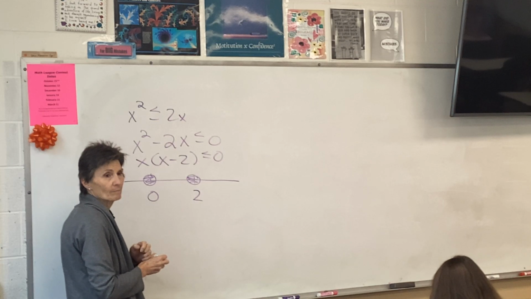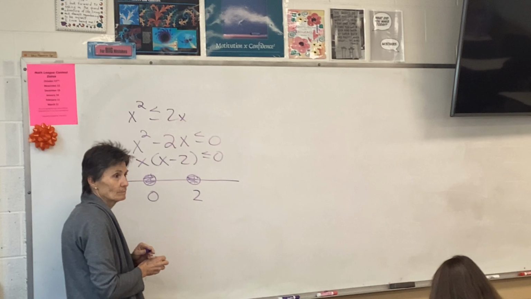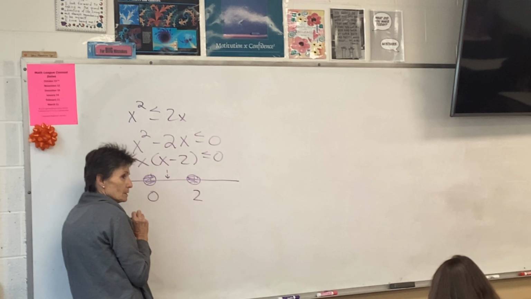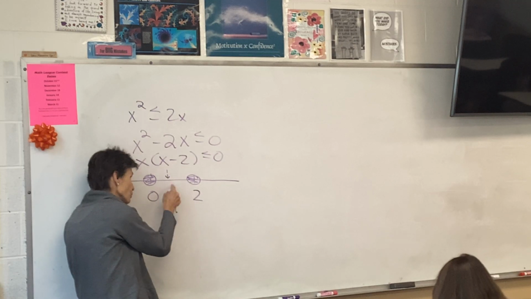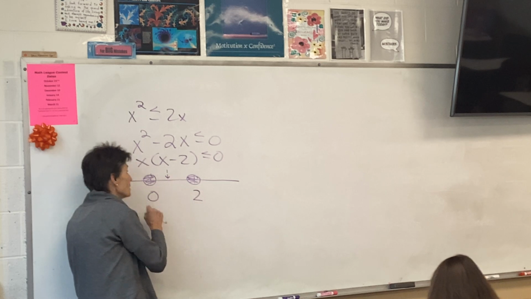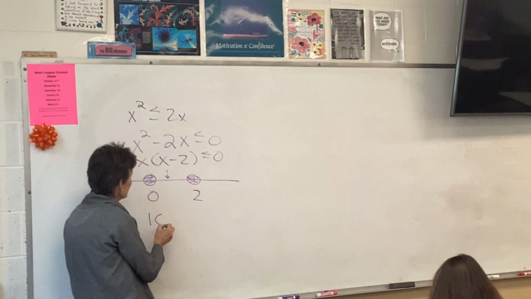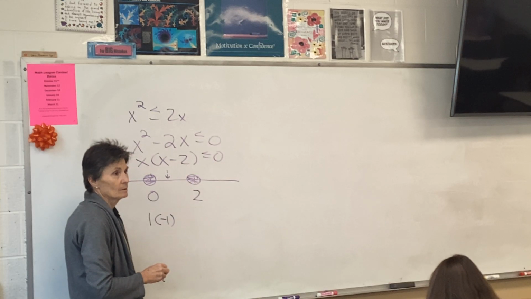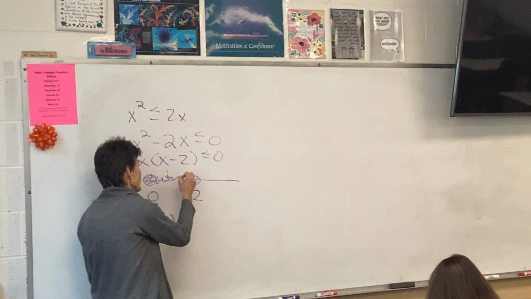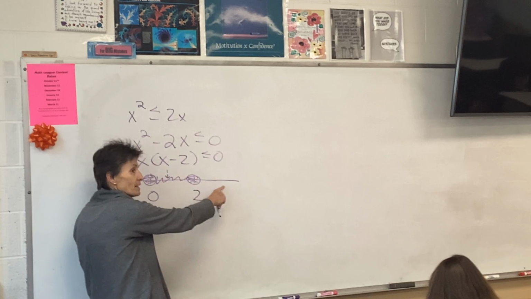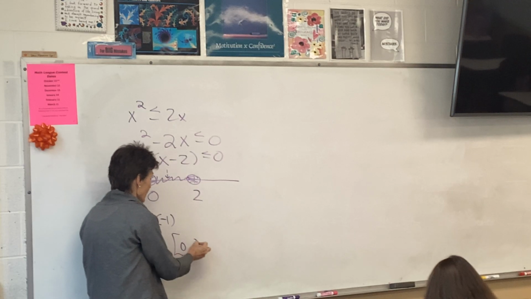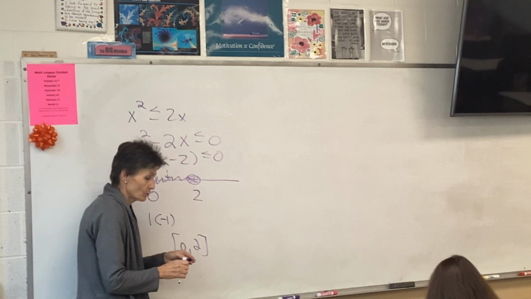And then what? Pick a number. 1. Now pay attention, 1 is here. So what I'm trying to figure out is, do I shade there or not? So I'm going to put in 1. So I have 1 times negative 1. Is that less than 0? Yep. So I'm going to shade that in. And if I shade that, I don't shade these. So my answer is everything from 0 to 2.